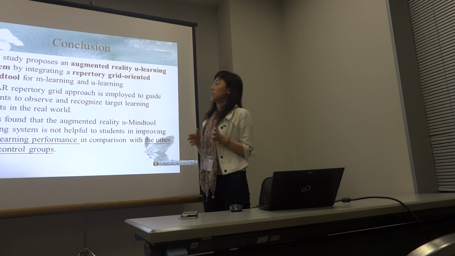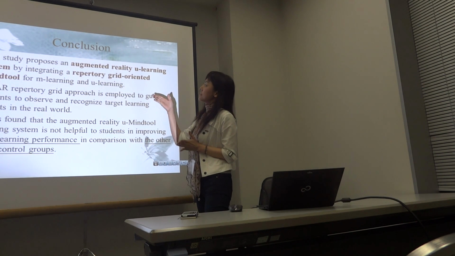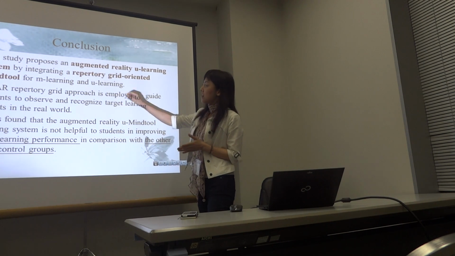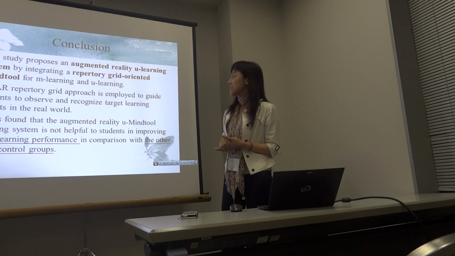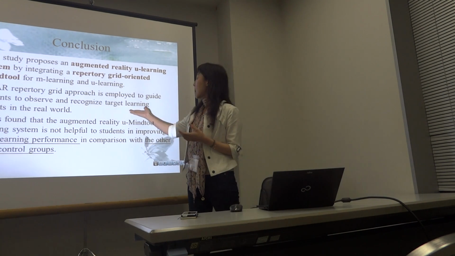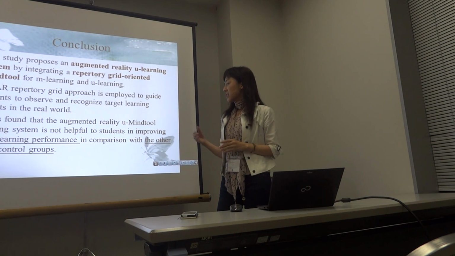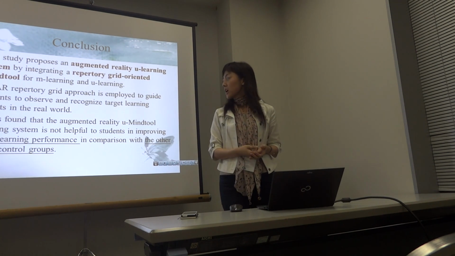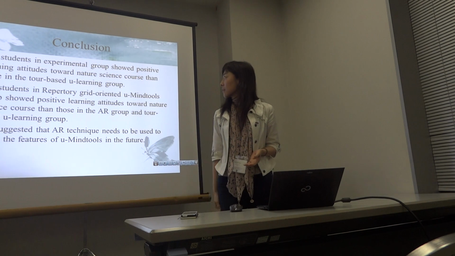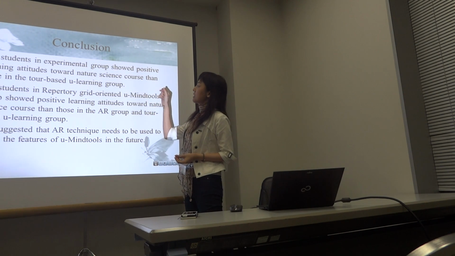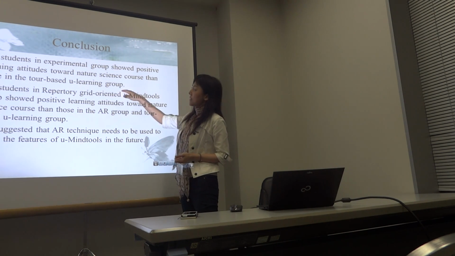So here is the conclusion. In this study, we propose an AR U-learning system by integrating a retrograde-oriented mind tool for M-learning and U-learning. And an AR retrograde approach is employed to guide the students to observe and recognize target learning objects in the real world. And it was found that the AR U-learning mind tool is not helpful to students in improving their learning performance in comparison with the other 3 control groups. And the students in the experimental group showed a more positive learning attitude toward the nature science course than those in the tool-based U-learning group.